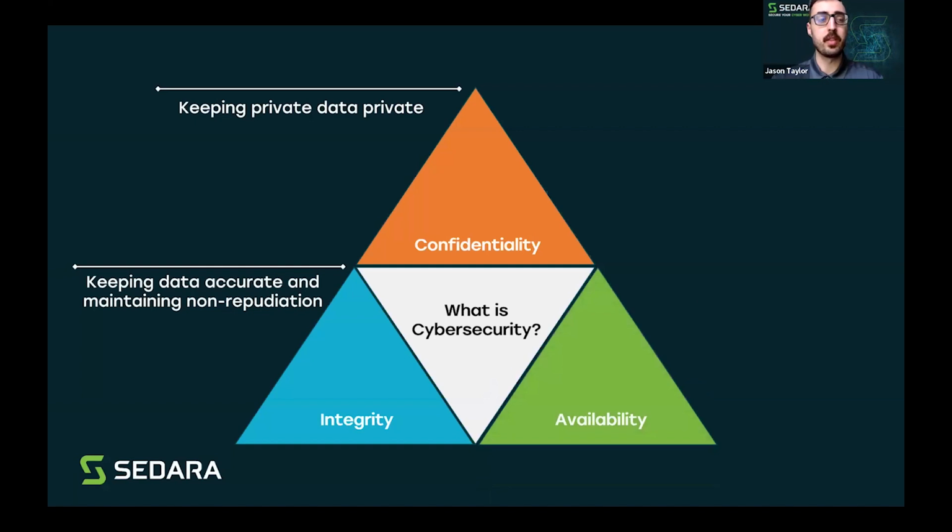We need to make sure that our systems and data are available for folks when they need it. We can't just make things so secure that no one can access it. We have to balance the need for security and continuing business operations. So cybersecurity is always about these three things, and I want us to keep that in the back of our mind throughout this talk: what specific cybersecurity control in the NIST CSF, what is it supporting? Is it maintaining our ability to maintain confidentiality, integrity, or availability?